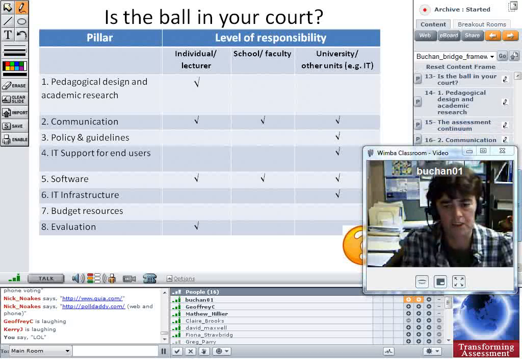I need to focus on the pedagogical design, perhaps the research side. But if you're on the IT support side, on the service desk, you're very much going to be saying, well, I don't really care about the pedagogy, I don't even know what that means and I can't spell it. But I know that I'm going to get a query. They've got this new tool. They didn't tell me anything about it, but I need to know about that. And so is the ball in your court?